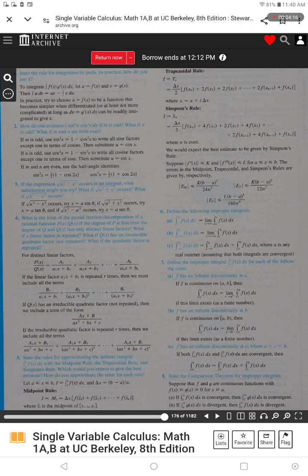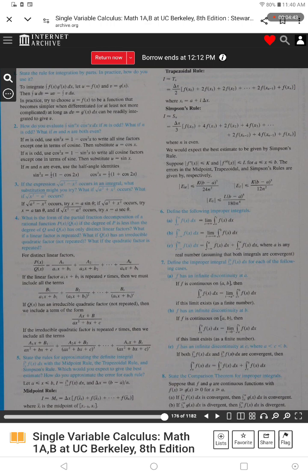Suppose the absolute value of the second derivative of f of x is less than or equal to big K, and the absolute value of the fourth derivative of f of x is less than or equal to big L, for a less than or equal to x less than or equal to b.